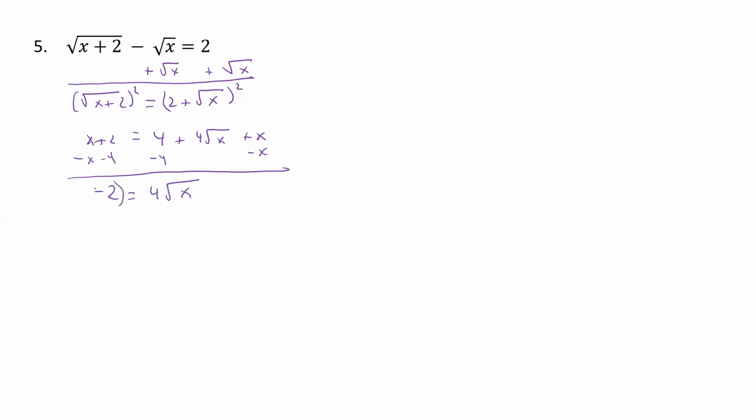Now I'm going to square both sides. And so I get 4 equals, now 4 times 4 is 16, x times x is x. Okay, well, now this is simple. All I have to do is divide by 16, and I get x equals 1 over 4. So now we have to check. So we plug in 1 over 4 here. So the square root of 1 over 4 plus 2 rather, and then minus the square root of 1 over 4, and that equals 2.